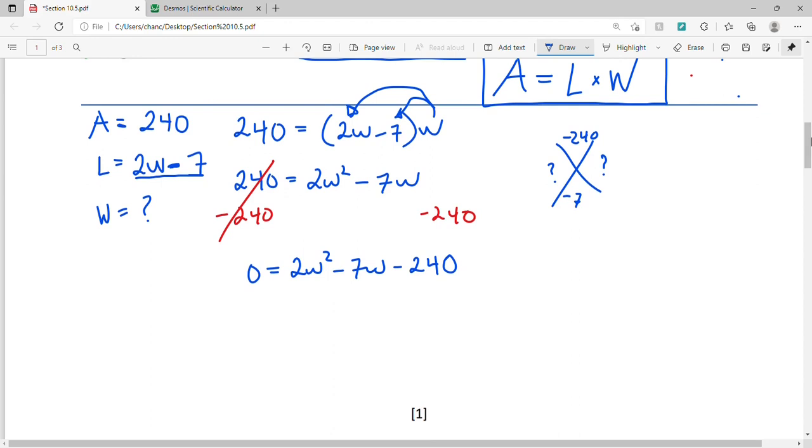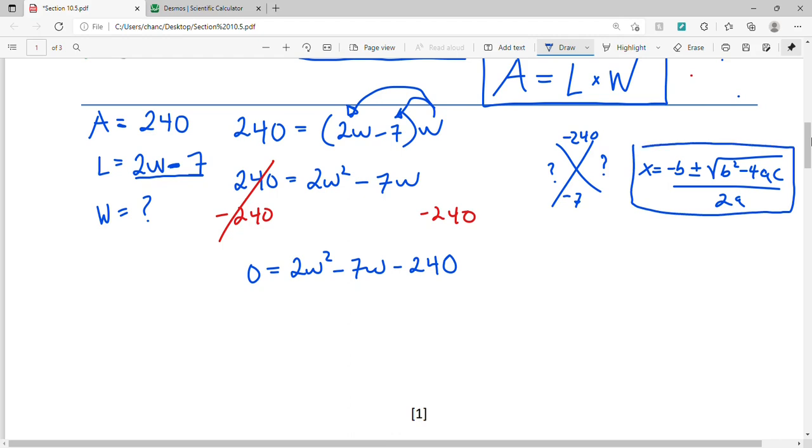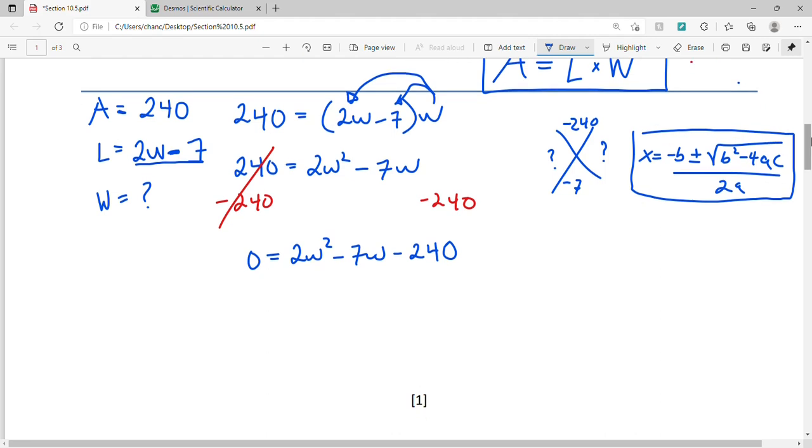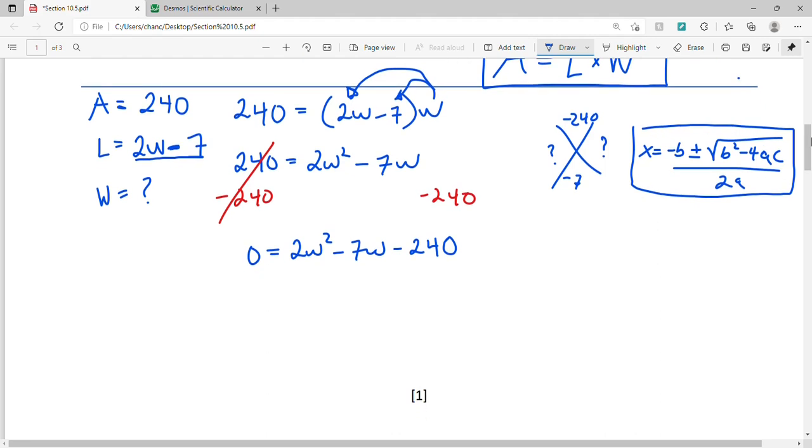Recall, we have x equals negative b plus or minus the square root of b squared minus 4ac all over 2a. This is the quadratic formula with the variable x. But we have a w, so we'll replace that x with a w. The a is going to be the 2. The b is going to be negative 7. So our c is negative 240.